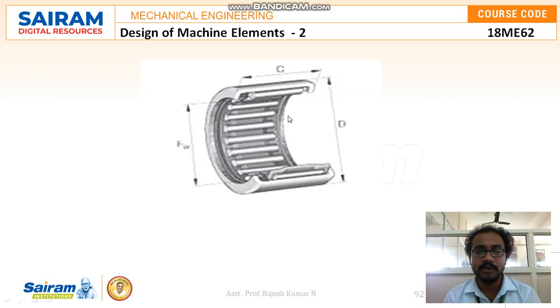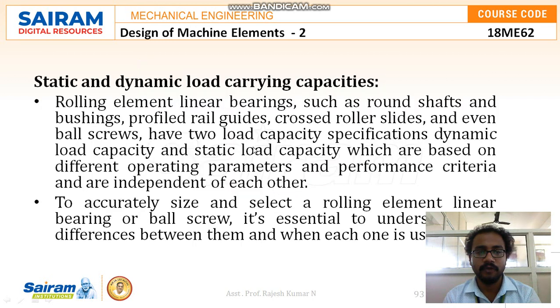Here we can see a small example of taper roller bearings. And these are the symbols we use to denote the dimensions, where D is the diameter, that is the outer diameter, C is the width, and FW is the radial force.